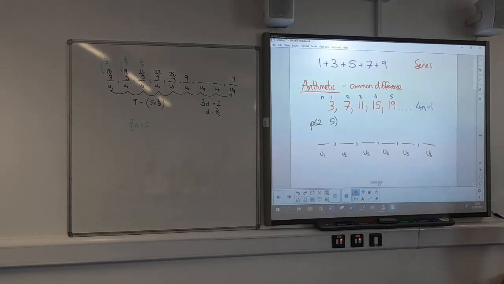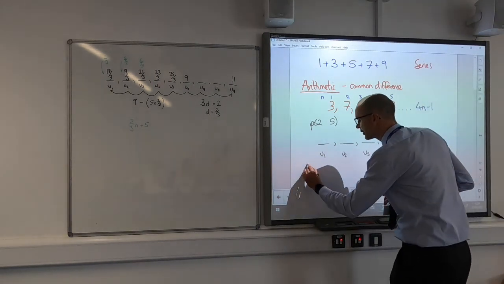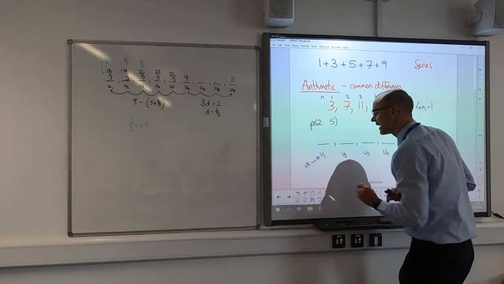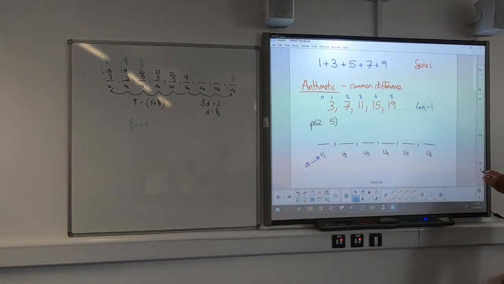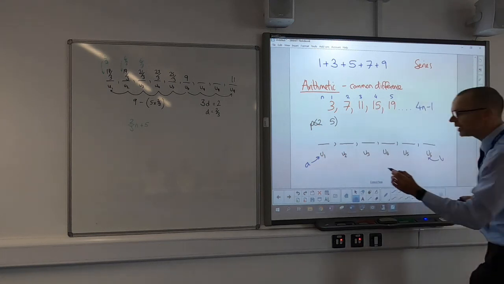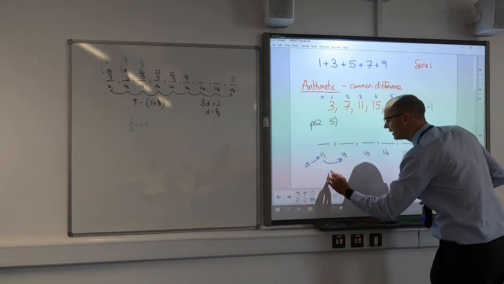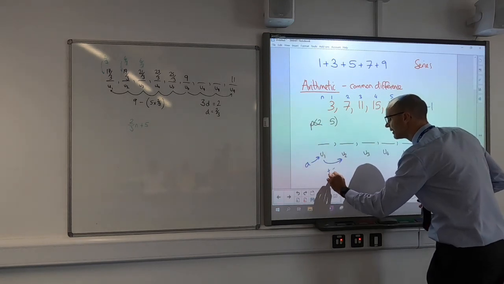Let's pretend this sequence only has 6 terms. That's it. That's the sequence. So we also refer to the first term, U1, as A, and the last term as L. Some sequences don't have a last term, they just go on forever, but let's say this one does. The gap, the jump between each term is referred to as D.